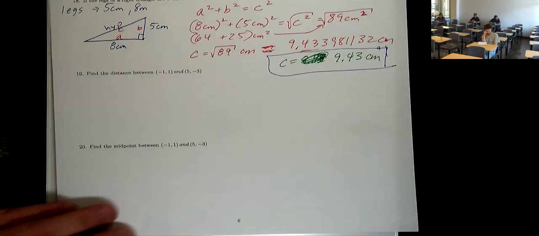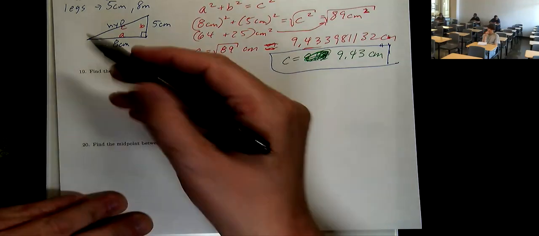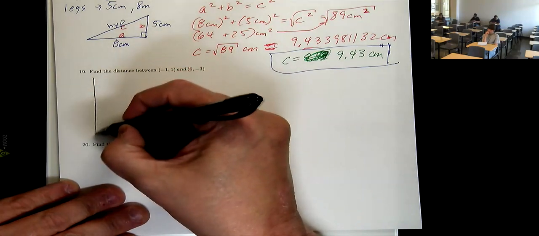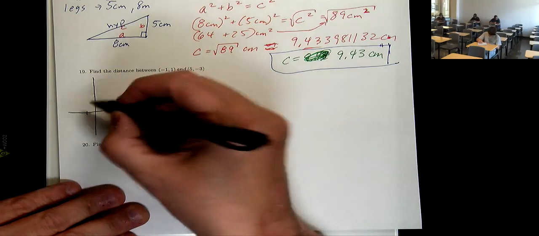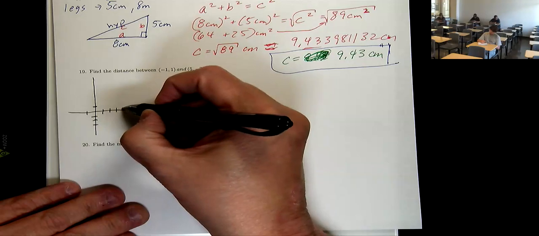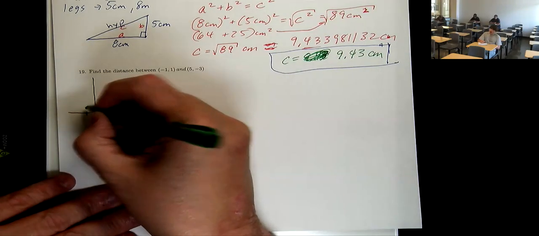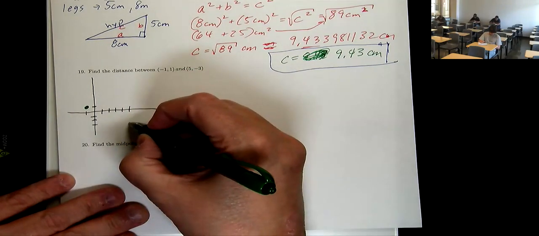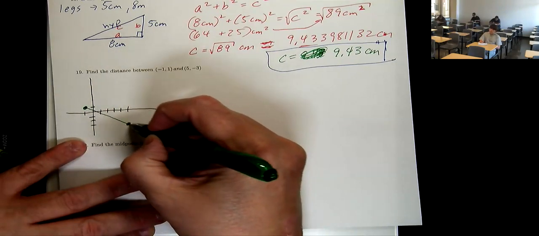Ready for number 19? So if it helps, drawing a picture might help get in mind what you're doing here. I don't know if it will or not, we'll find out. -1, 1 is right there, and 5, -3 is right there. And we're looking for that length right there.